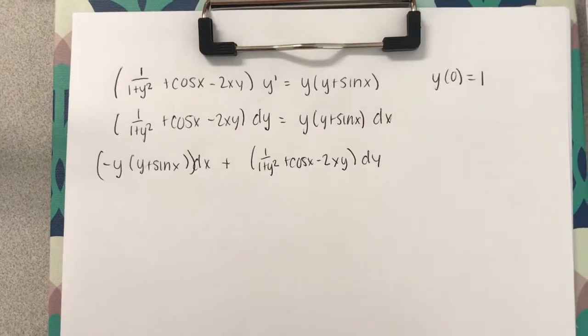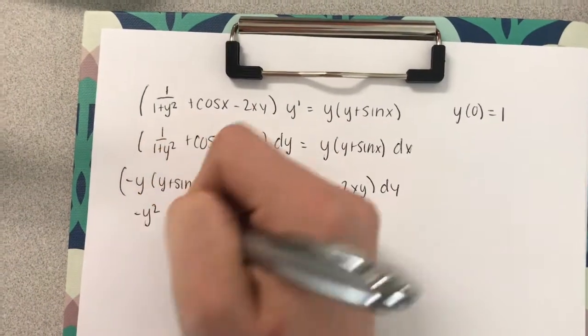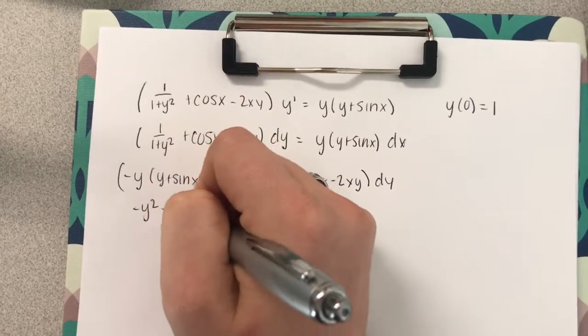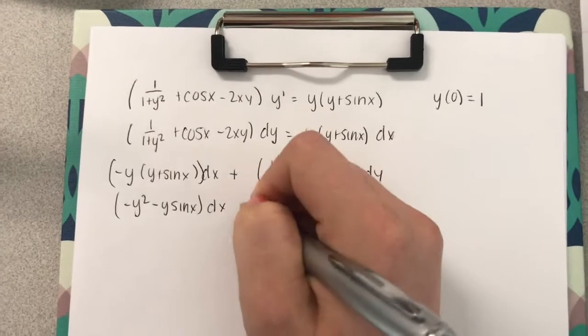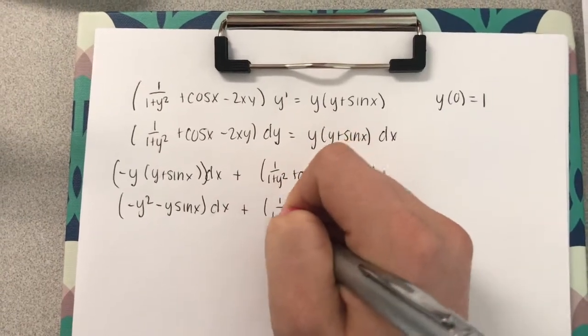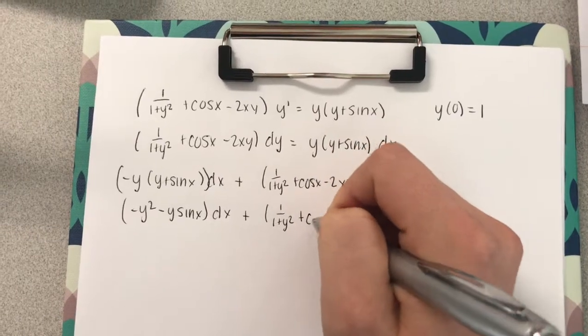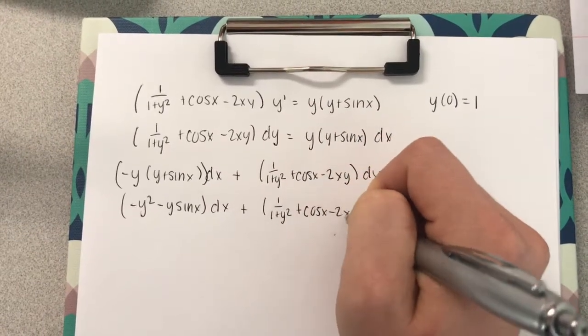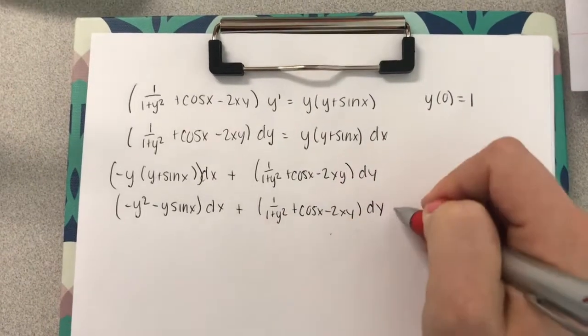Now from here, I'm going to distribute that y on the left side, so I get (negative y squared minus y sine x) dx, plus, and it'll stay the same for the second term, (1 over 1 plus y squared plus cosine x minus 2xy) dy, equals 0.